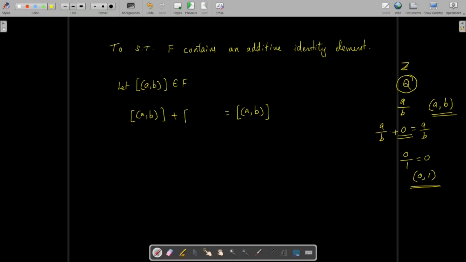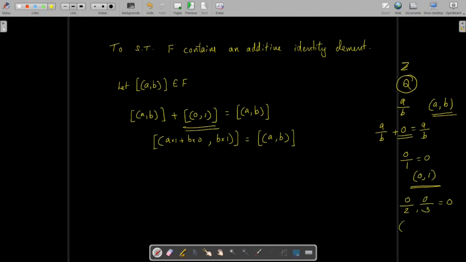So we just add the equivalence class (a, b) plus the equivalence class of (0, 1). So what will be the sum? The sum is actually the equivalence class (a times 1 + b times 0, b times 1). So what will be the result? This is equal to the equivalence class: b times 0 is 0, a times 1 is a. So we have (a, b). So this equivalence class (0, 1) acts as the additive identity element in F. But you may note that, among rational numbers, 0 by 2, 0 by 3, all are equal to 0. So we can denote the element 0 as the ordered pair (0, 2), (0, 3), etc.